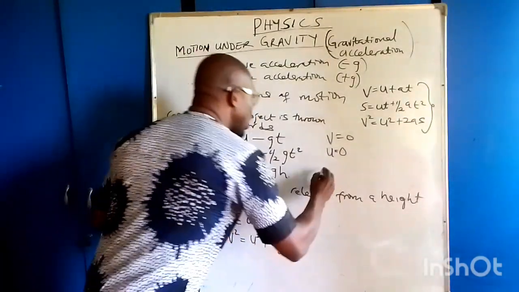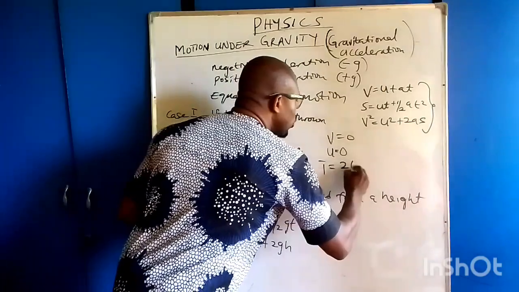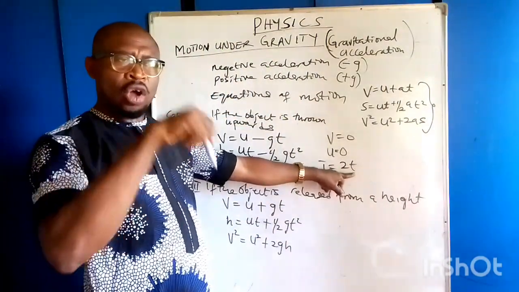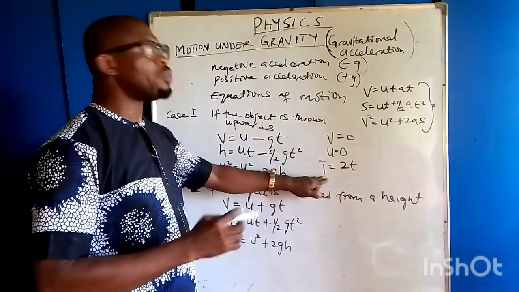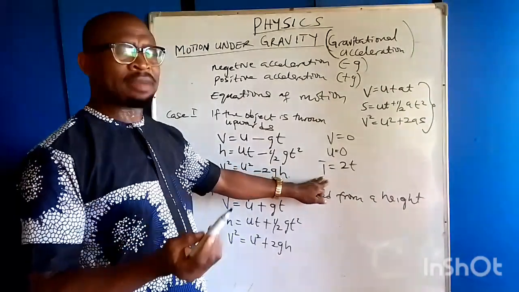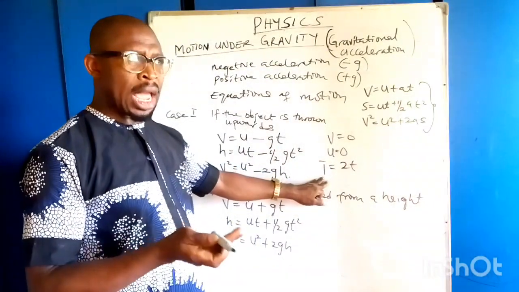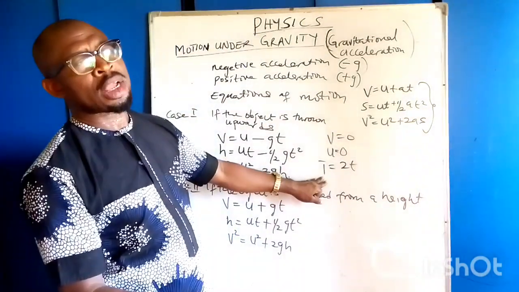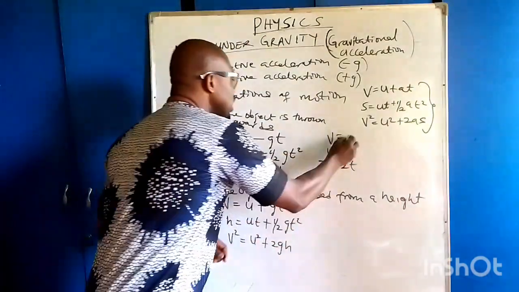Therefore, time of flight, capital T, is 2 times small t. Small t is the time of either ascent or descent. So in other words, if you are asked to calculate the time of flight, it is the time taken for an object to move from where it was projected to the ground level where it drops. So these are the three things I want us to look at.